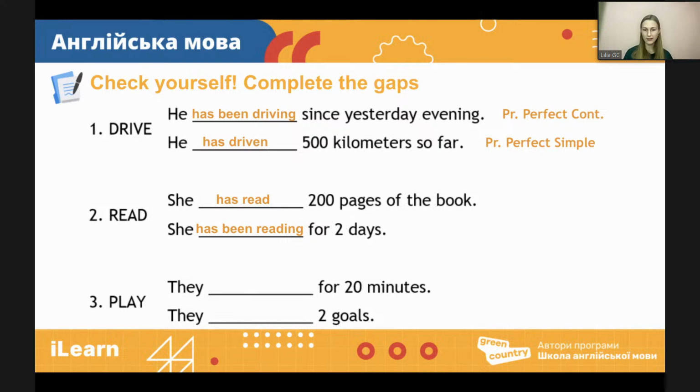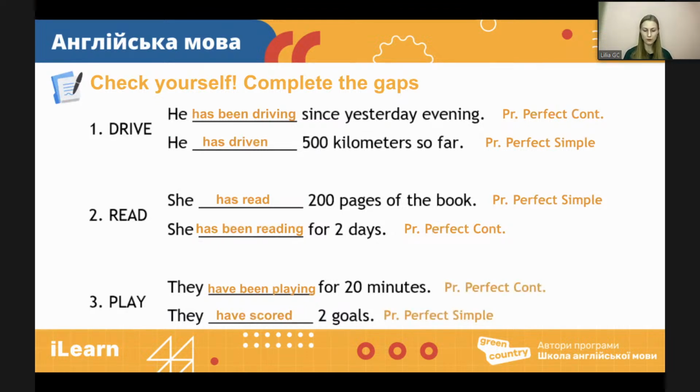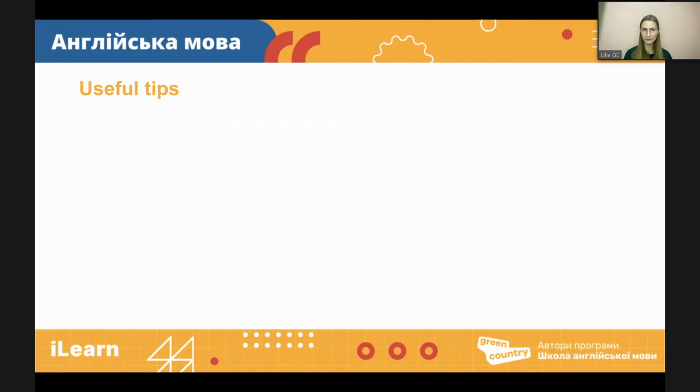Okay. They have been playing, грають, for 20 minutes. And they have scored or have played probably 2 goals. All right, all is good. I think you feel the difference.